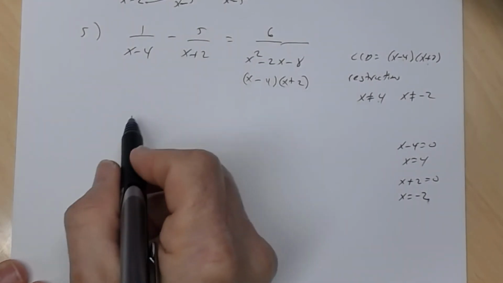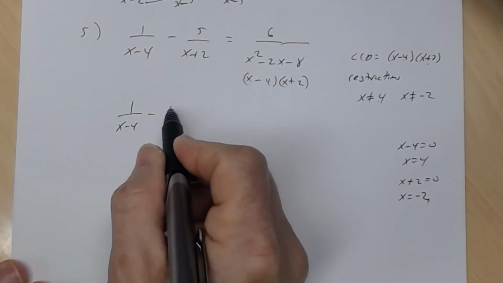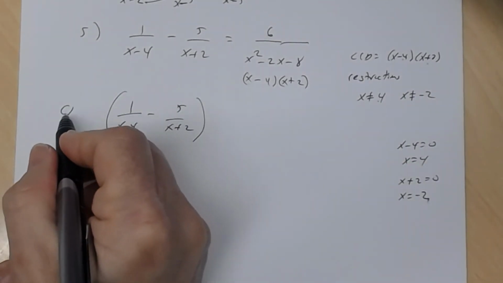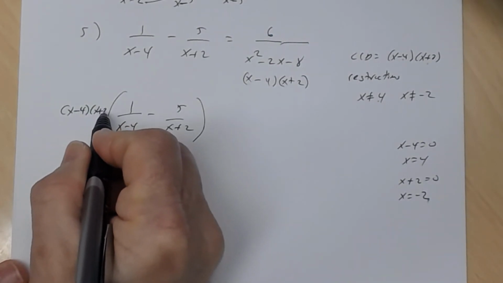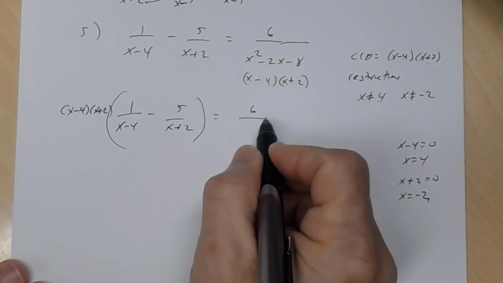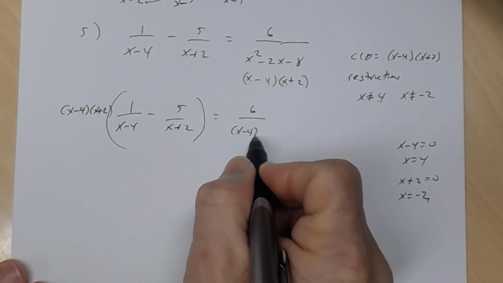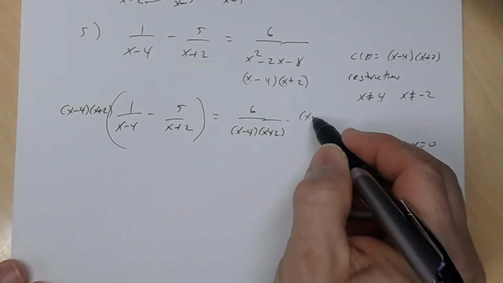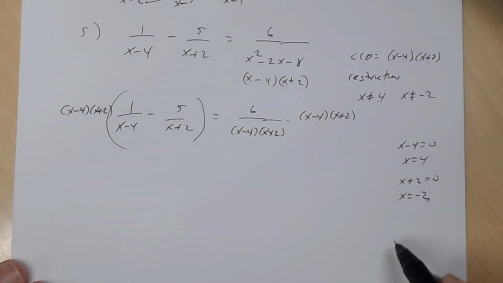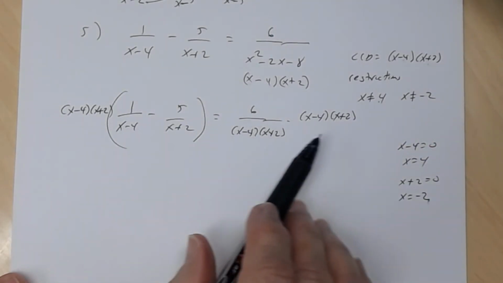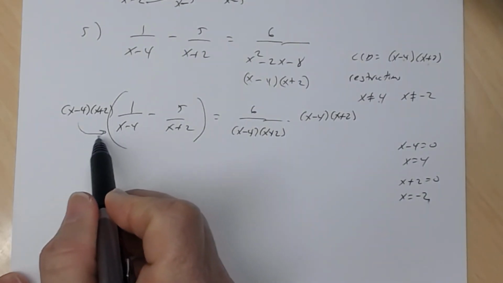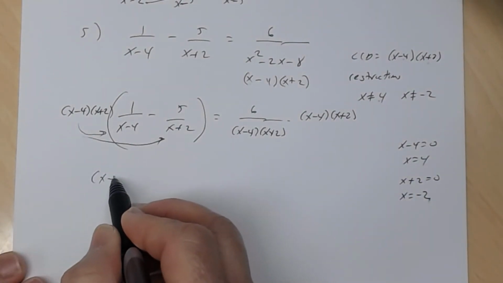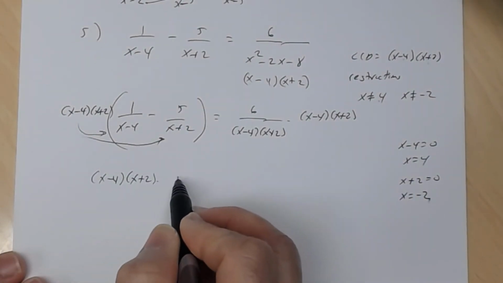So I'm going to put this in parentheses. So 1 divided by x minus 4 minus 5 divided by x plus 2. And that's being multiplied by the LCD, x minus 4, x plus 2, equal, and then 6 divided by, leave this in factored form, times your LCD, x minus 4, x plus 2. Okay, now once you multiply both sides by the LCD, the next step is to distribute. So I have x minus 4 times x plus 2 times 1 divided by x minus 4.